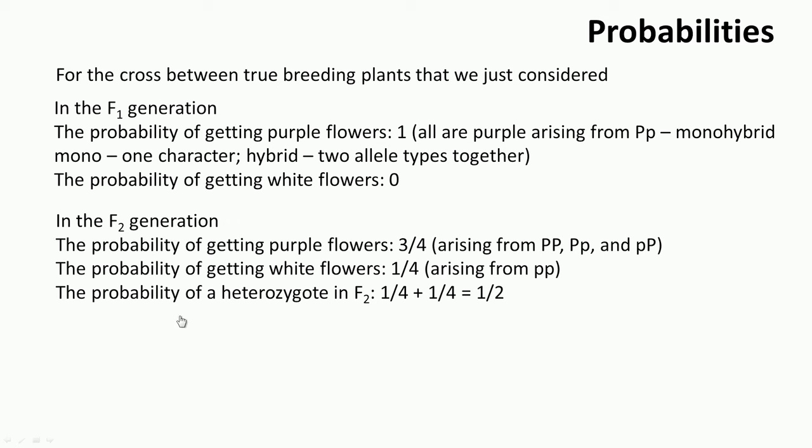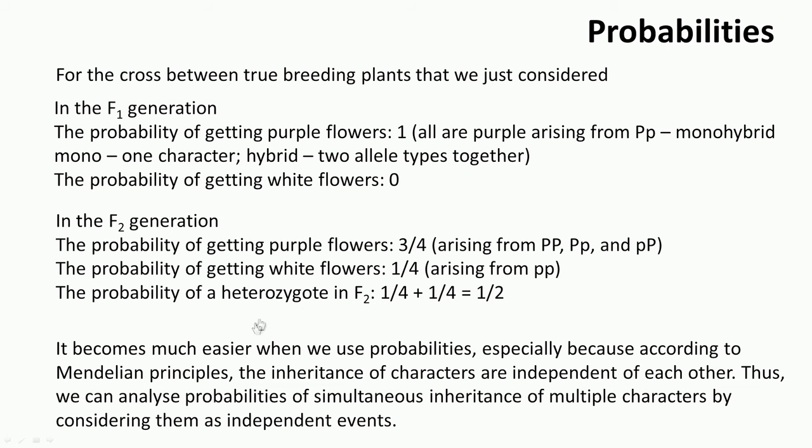And therefore, the probability of getting a heterozygote in F2 is 1/4 plus 1/4, which is half, and so on. You could do various different calculations of this kind in terms of probabilities. You can find the probability of various different things.